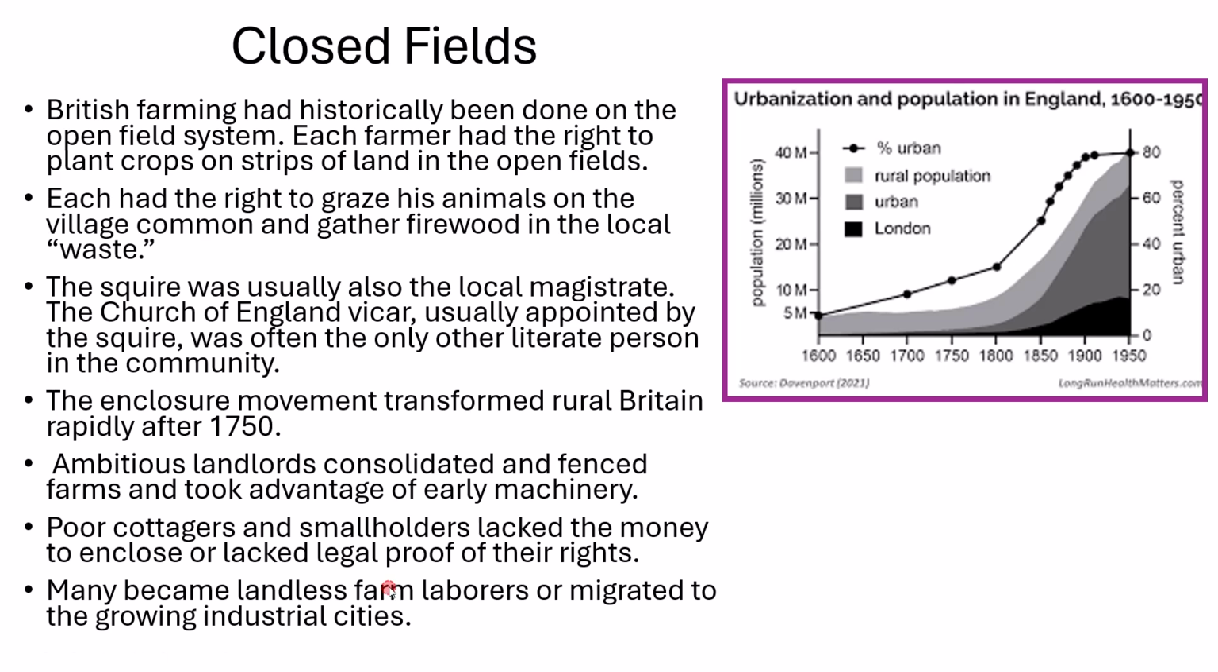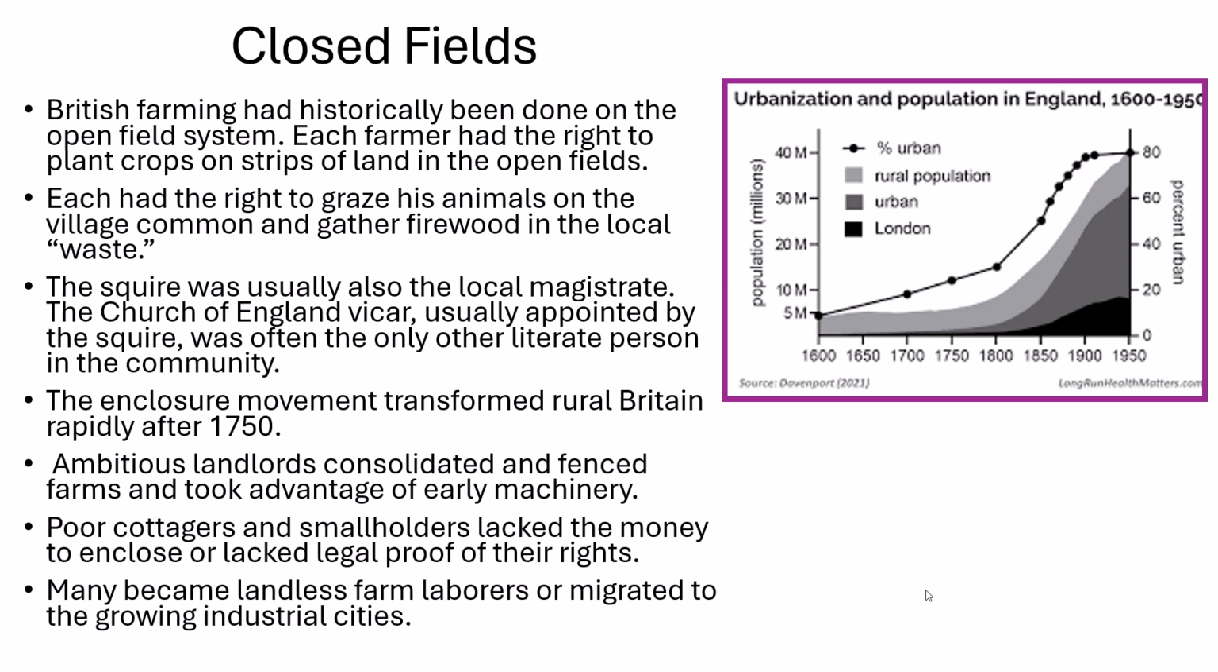So why was England being urbanized, and why did we have this move to urban areas? Before, in the 1700s, British farming had historically been done on what was called an open field system, and I've got a picture of it in a moment. Each farmer had the right to plant crops on strips of land in the open fields.